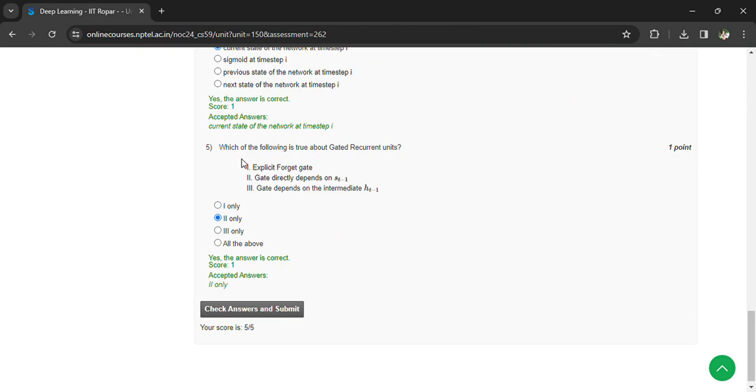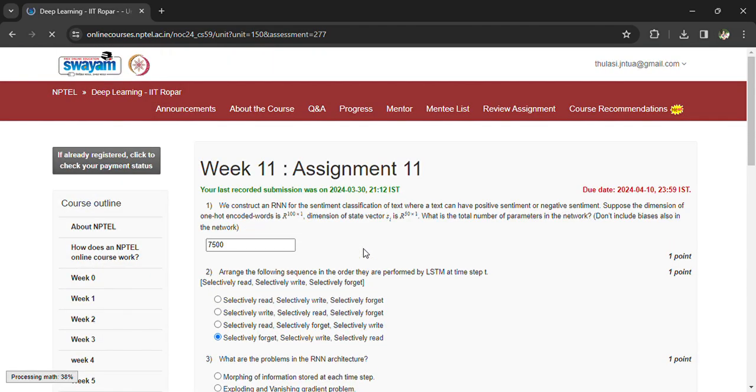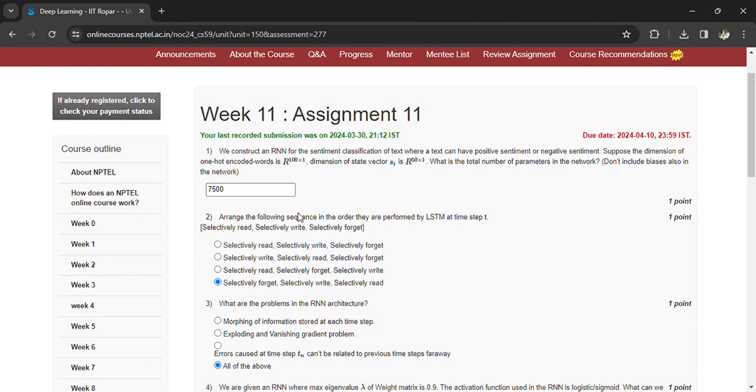And for the fifth question, which of the following is true about gated recurrent units? The option is gate directly depends on S_{t-1}. So these are the answers for the non-graded assignments. Now let's see the answers for the graded assignments, that is week 11, assignment 11. So coming to the first question, the answer is 7500.